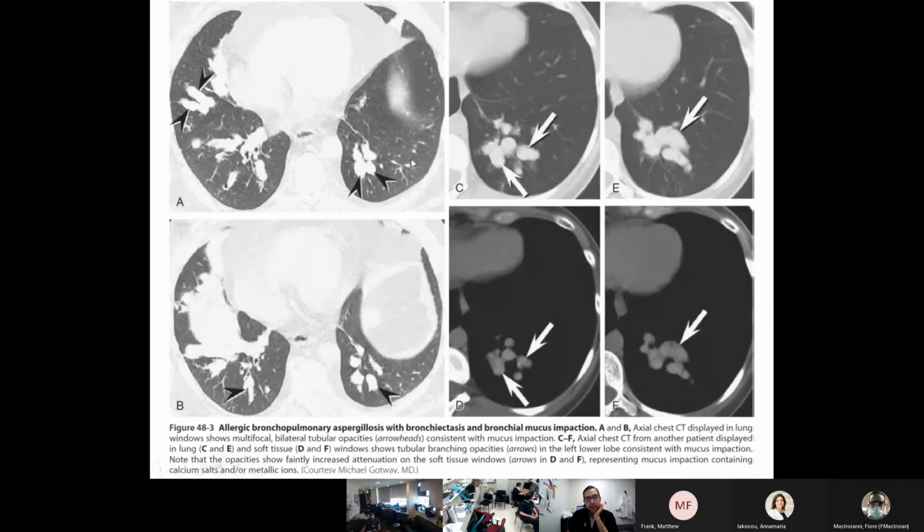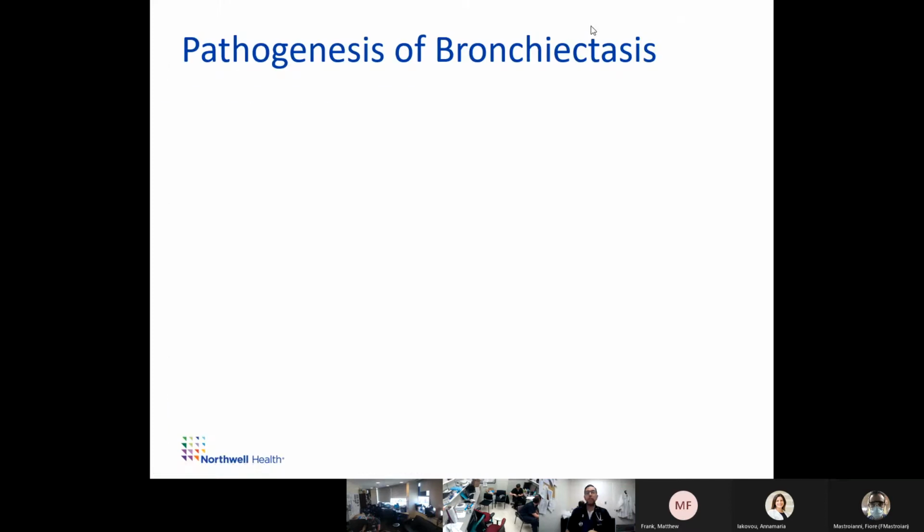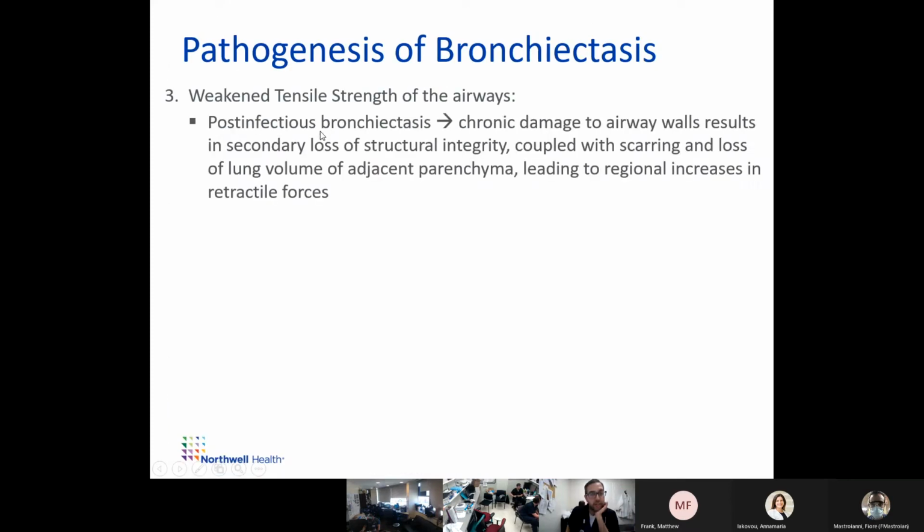But before we do that, I think it's important to see a lot of images. Here is the classic ABPA: tubular branching opacities with thick mucus filling these dilated bronchi. And on the mediastinal windows, you see increased attenuation, and that could be because the mucus impaction may contain calcium, may contain metallic ions, but it's very dense mucus plugging of the airways, creating these very characteristic branching tubular opacities.